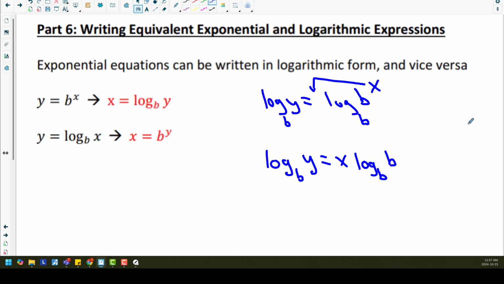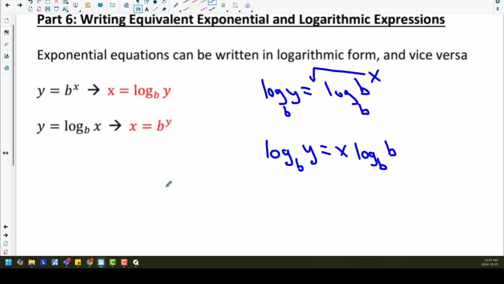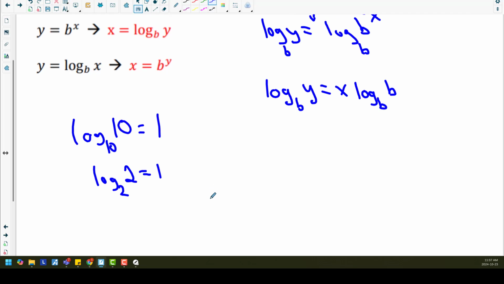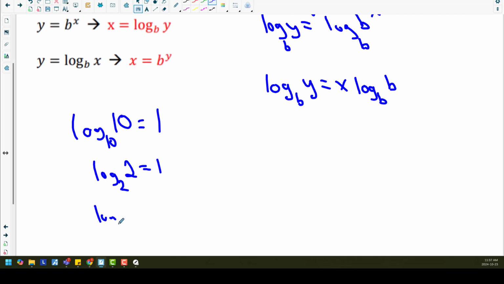And something you will learn when it comes to logarithms is that when you're taking the log of something that has the same base, like if I were to take the log base 10 of 10, that's equal to 1. If I were to take the log base 2 of 2, that's equal to 1. If I were to take the log of 100, but the base value for the log was also 100, well, that's just 1 as well. Kind of like anything to the power of 0 is 1.